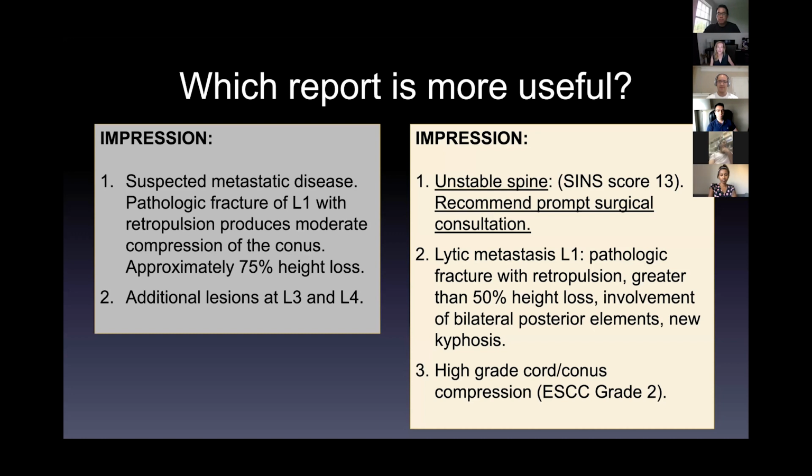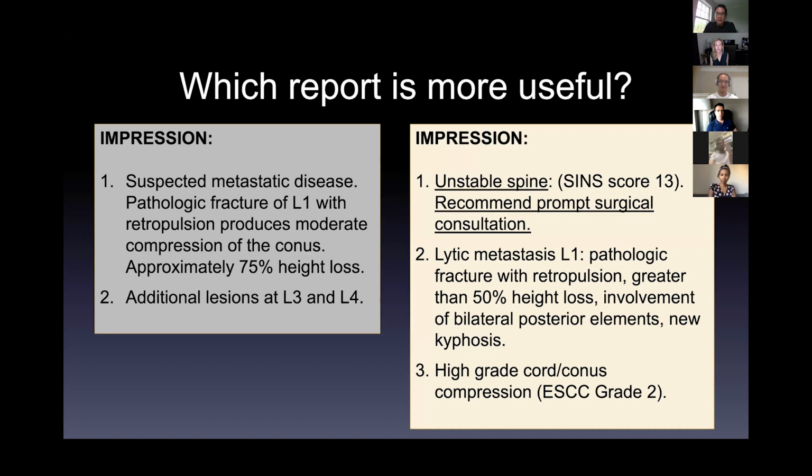No, I don't understand your question. The patient didn't undergo surgery apparently, right? Right. So first, yes. But I would have argued that actually was not a high SIN score. That was not unstable. What do you think, John Shin?